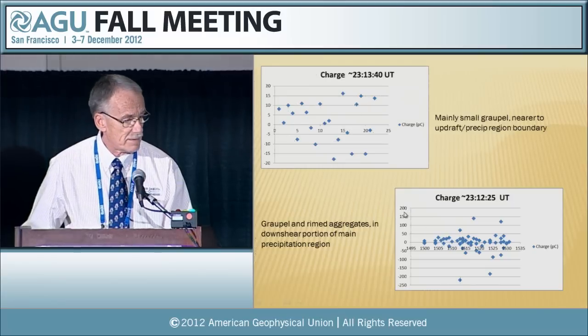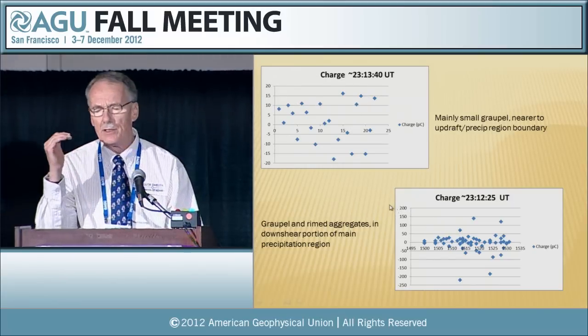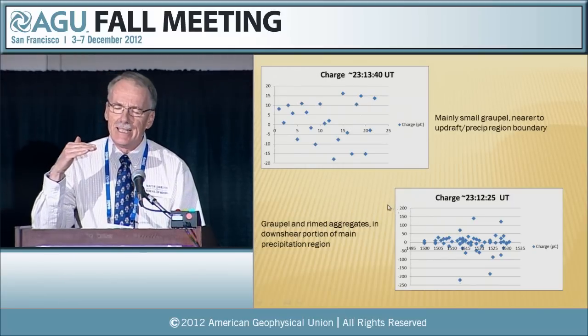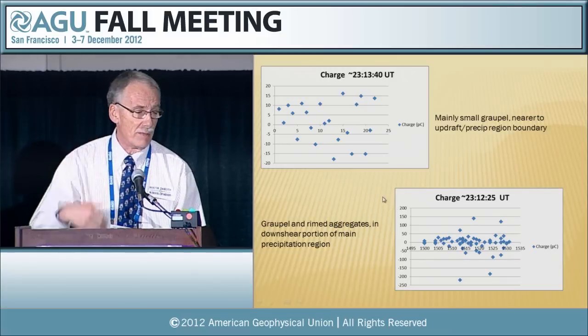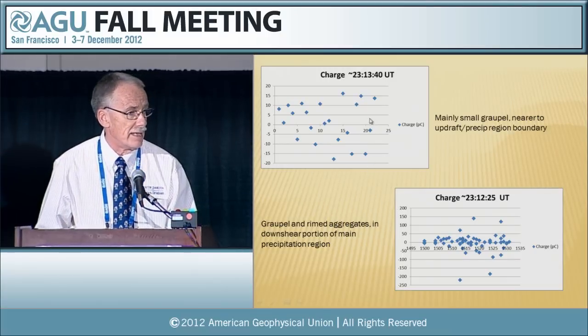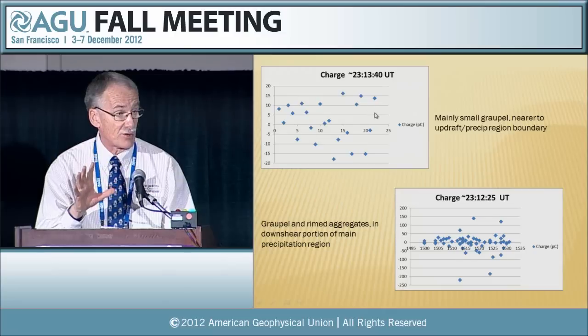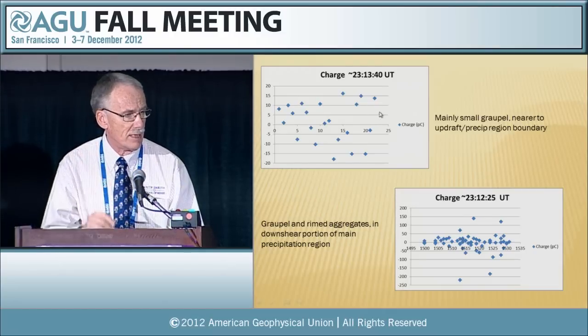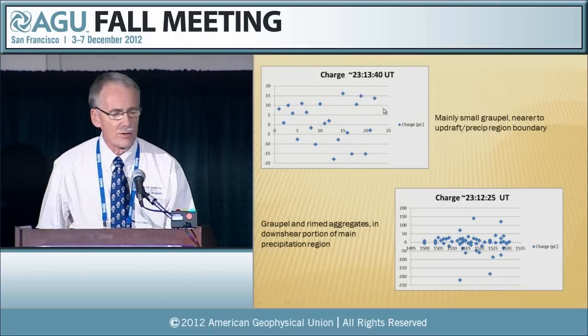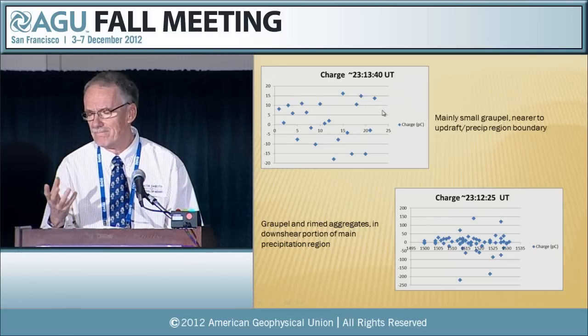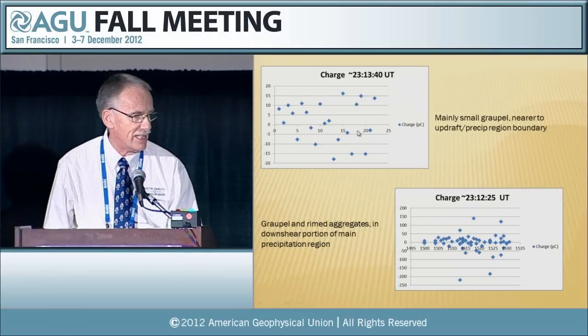Oh, and I guess I can't go back. The airplane is flying along right at the lower boundary of the positive charge region. And I looked at two separate sections, roughly 100 buffers. It's about 3,500 particles. I was able to get charges on less than 100 in each of those periods.